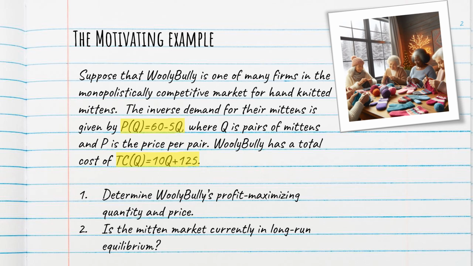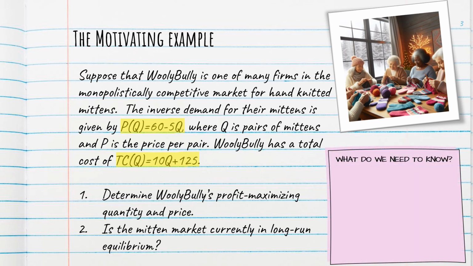We are going to do two things. First, we are going to determine Woolly Bully's profit maximizing quantity and price. Then we're going to determine if the mitten market is in long-run equilibrium. So what do we need to know to answer this question? We need to know the inverse demand for the firm's product as well as information about their total cost or marginal cost.